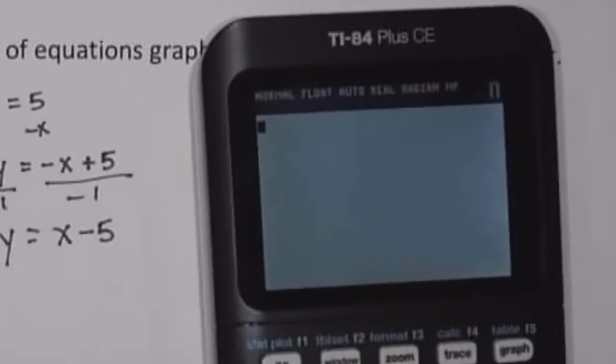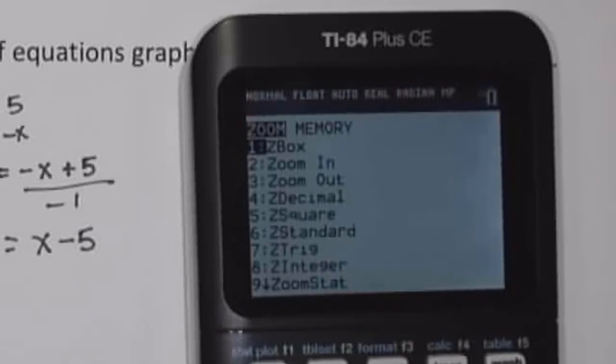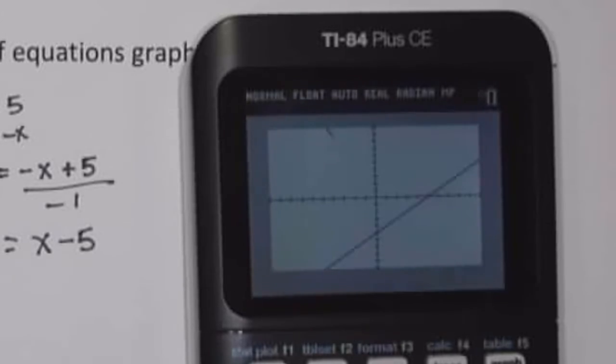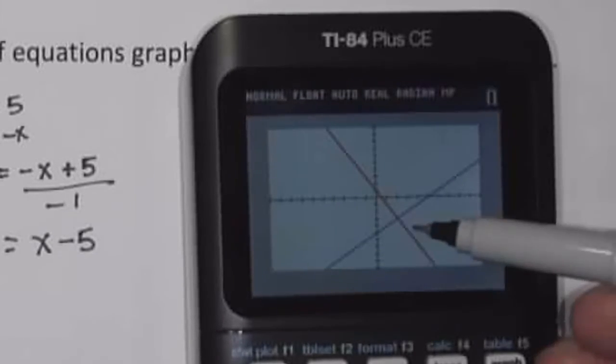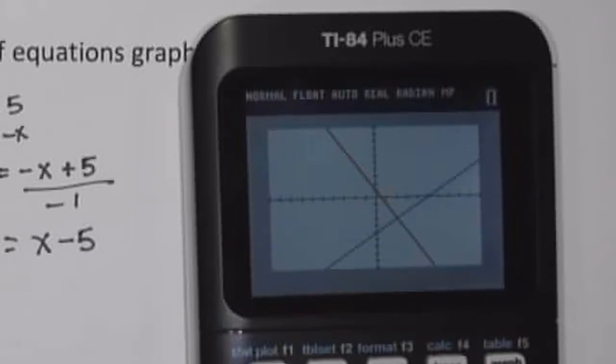So if I bring in my calculator, I'm going to go to y equals, and for y1, I'm going to type in x minus 5, and for y2, I'm going to type in negative 2x plus 1. I'm going to do a zoom 6 to see the graph. And we can see here where they are intersecting. We're just going to let the calculator find that point precisely.